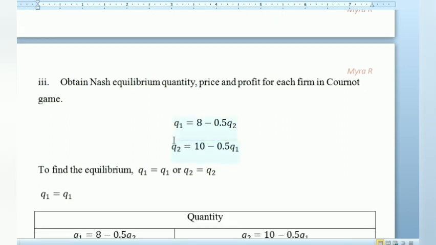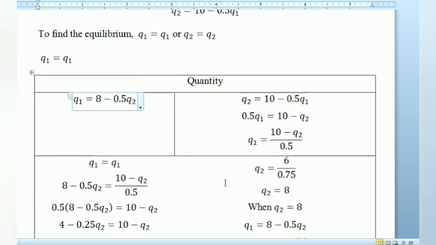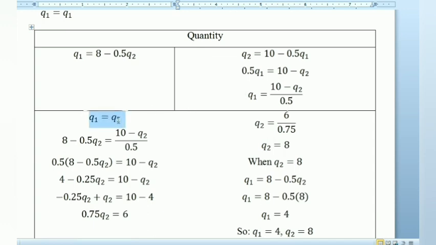Then we are going to find the Nash equilibrium quantity, price and profit. So we rewrite Q1 and Q2. To find the equilibrium, we need to equalize Q1 equal to Q1, or Q2 equal to Q2. In this case, I am using Q1 equal to Q1. So I rewrite Q2 equal to 10 minus 0.5 Q1, and then I make Q1 the subject, so I divide by 0.5.